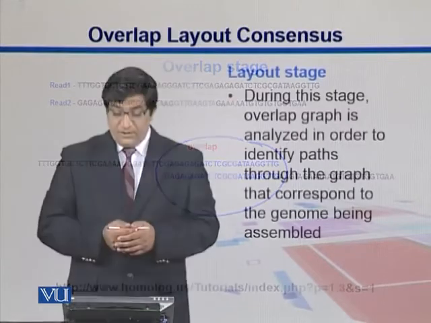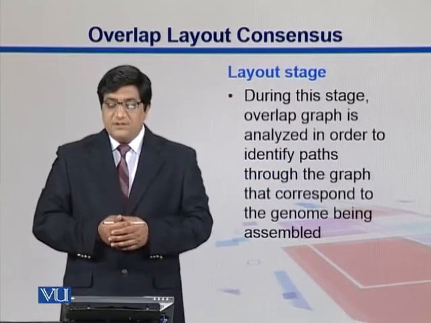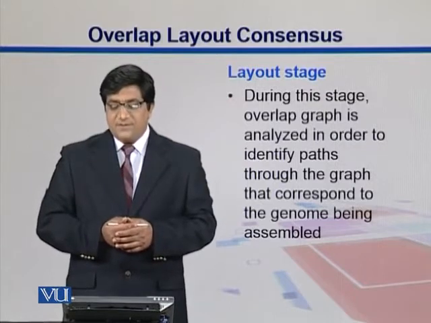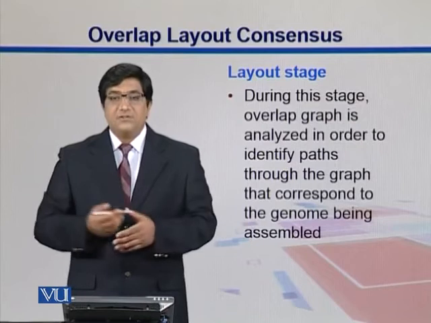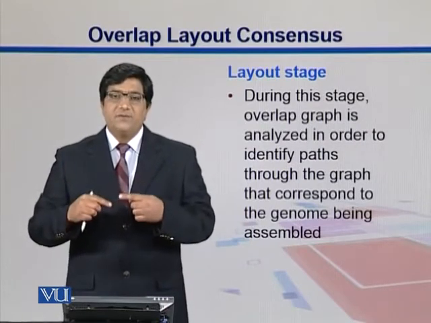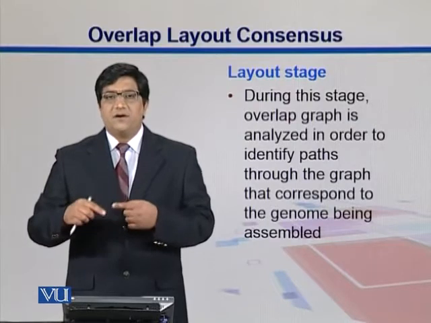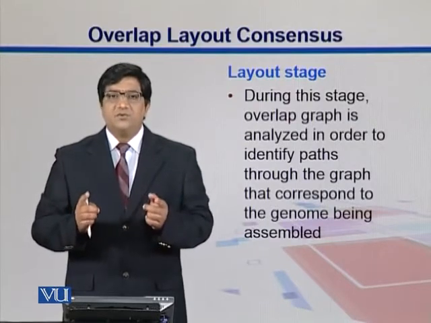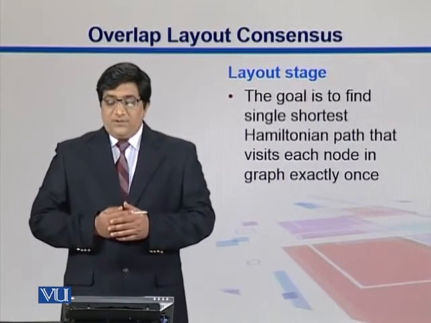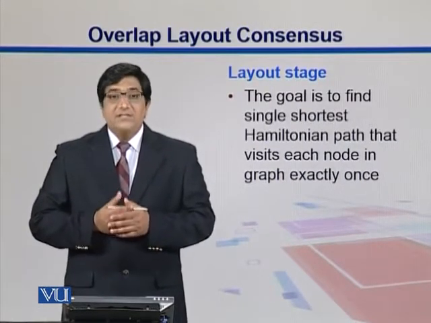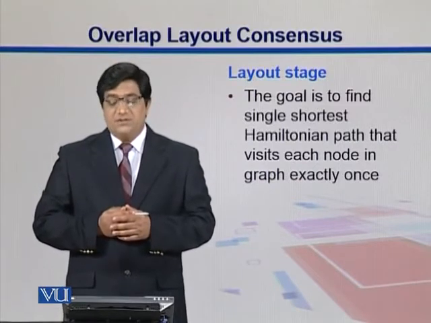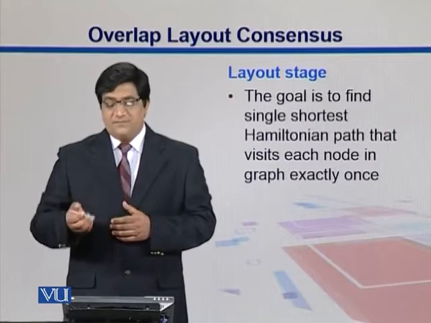That's what we want. During the layout stage, the overlap graph is analyzed in order to identify the paths that correspond to the genome being assembled. So now we have overlaps, and we place those overlaps in the shape of a graph. Within the graph, we are trying to find those paths. The goal is obviously to find the single shortest Hamiltonian path that visits each node in the graph exactly once.